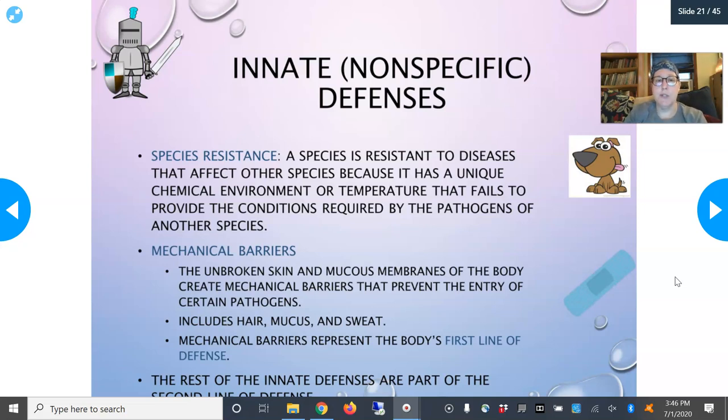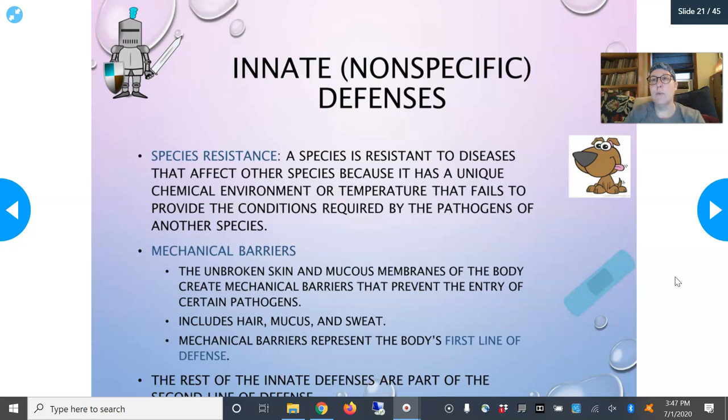First one is species resistance. So this is something that you kind of already know. A species is resistant to diseases that affect other species because it has a unique chemical environment or temperature that fails to provide the right conditions required by the pathogens of another species. Now, there are some pathogens that can cross species and affect mammals. For example, rabies is one that can cross. It can go from humans to animals, to your dog, to your cat, to a raccoon. Anyway, some of them can cross species.